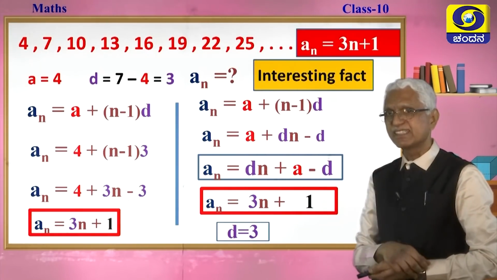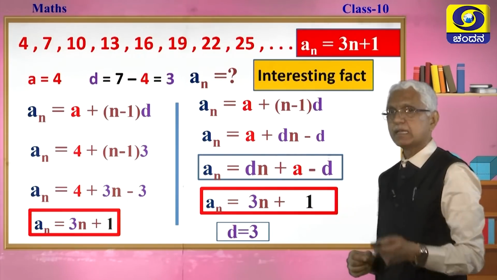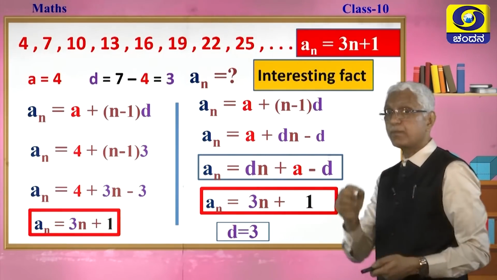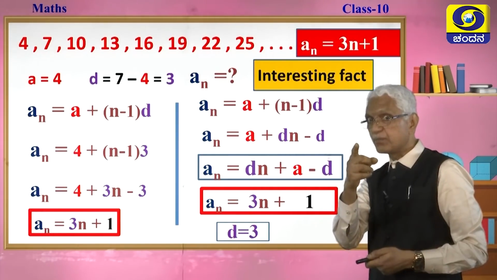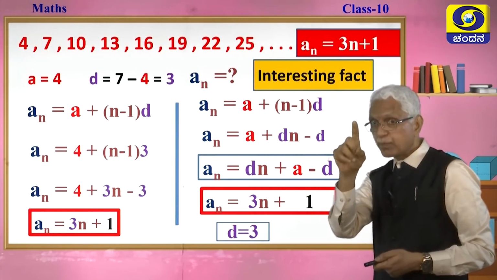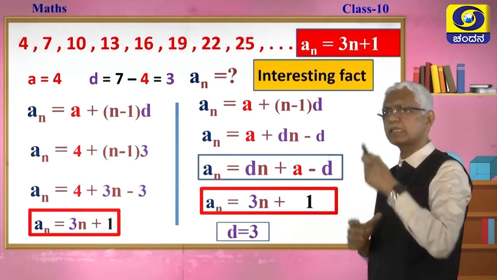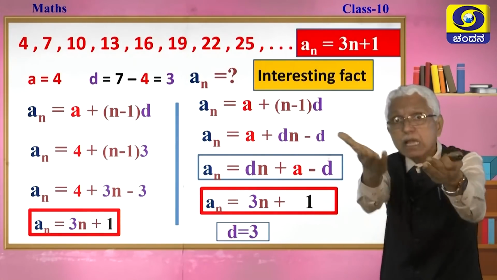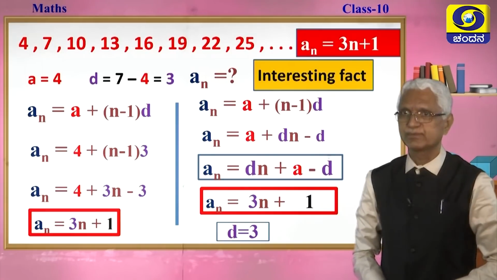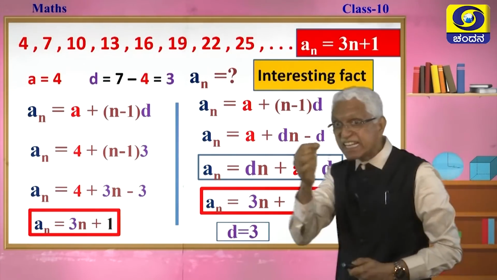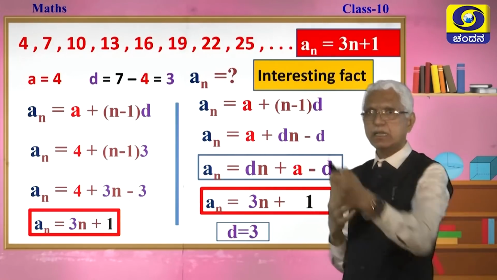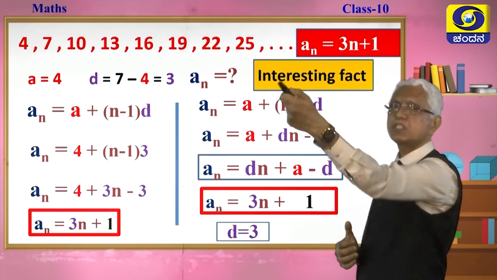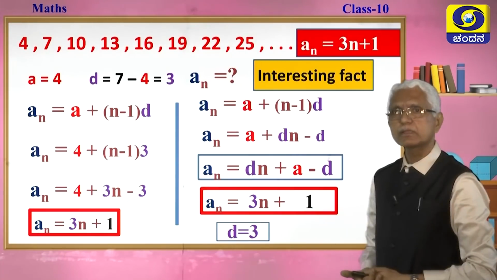See the beauty of it, right? Please understand. Suppose the general form is an is equal to 3n plus 1, it is in the form of dn plus a minus d. In place of d, what have you got? 3. That is obviously the common difference, correct? See, dn, the d is the common difference. It happens to be 3 here. Please check in the given AP, 3 is the common difference.